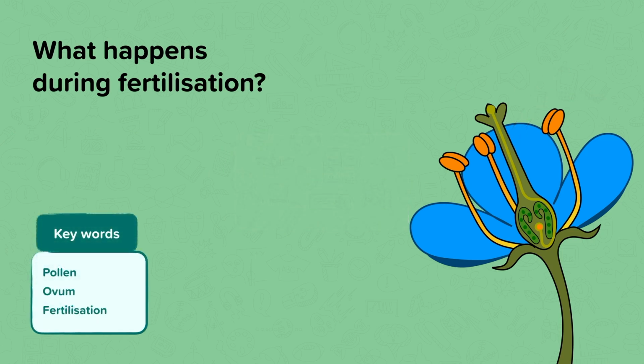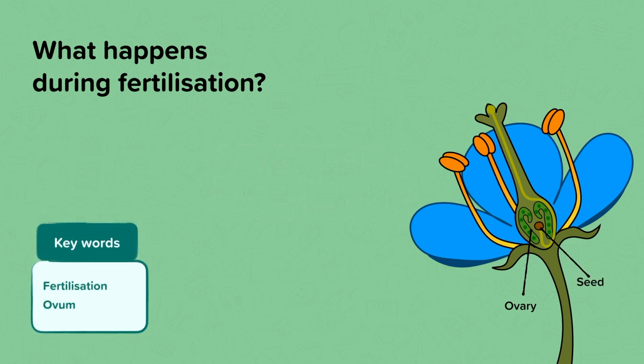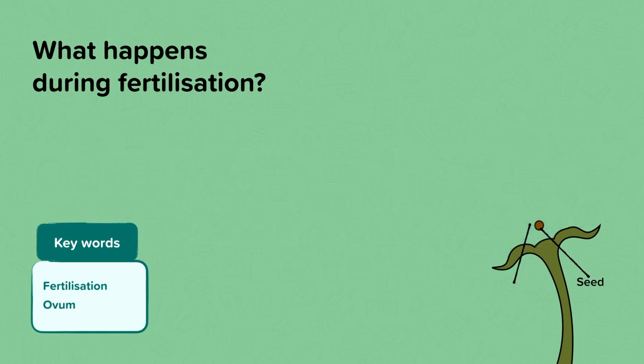At the ovary, the pollen can then join an ovum. The joining of the pollen and the ovum is called fertilization. After fertilization, the fertilized ovum starts to grow into a seed. The petals then die and the ovary becomes a fruit.